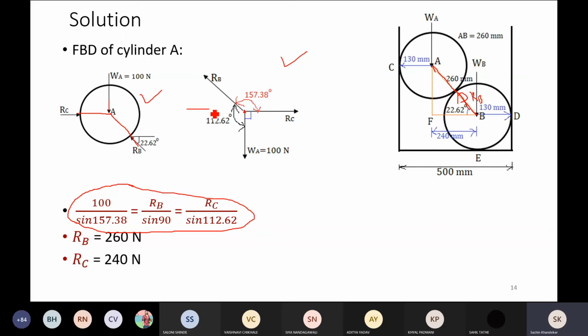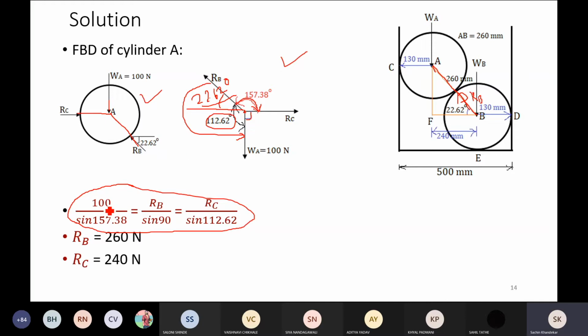So here we know the angle made by RB with respect to horizontal, which is 22.62, right? And hence what should be this angle between RB and W? It will be 90 plus 22.62, which is 112.62, right? Then here already we know this angle made by RB with respect to horizontal is 22.62, and hence this angle between RC and RB is 180 minus 22.62, which is 157.38. Already we know this is a 90-degree angle.